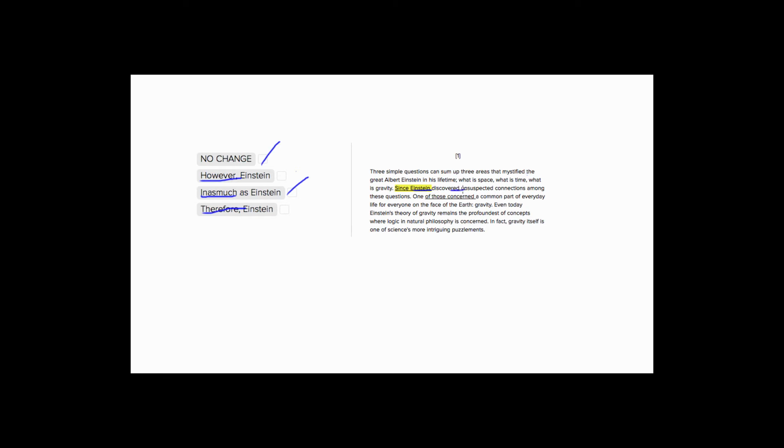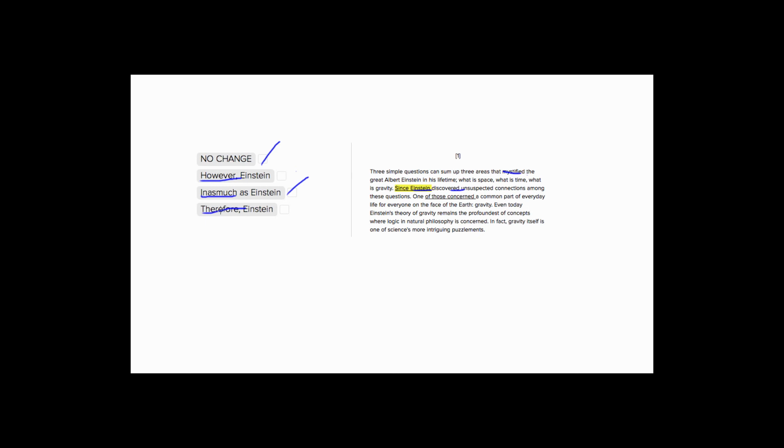So we have a bit of a contrast. We have the idea that Einstein is mystified by everything that's happening here, and the idea that despite the fact that he was mystified, he discovered these unsuspected connections. So we're going to want to find a word that's going to transition but also emphasize this contrast. So since we're looking for this contrast, "therefore" wouldn't make as much sense because it would say that he was mystified, therefore he discovered. It usually doesn't work like that.